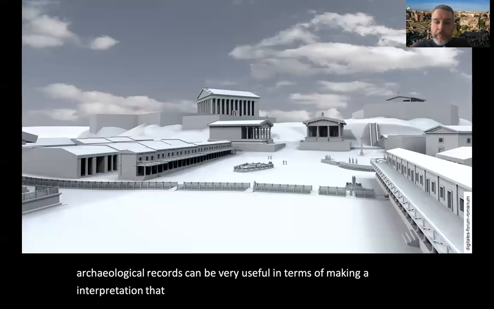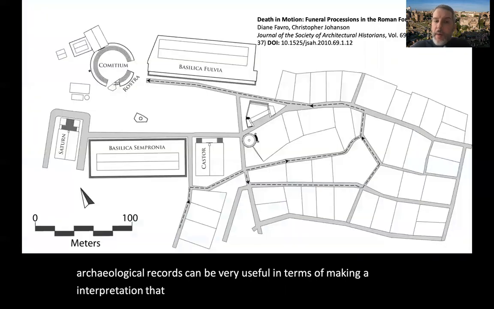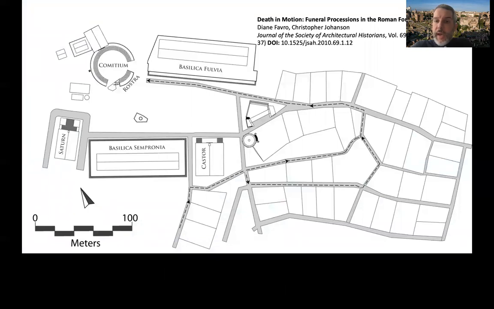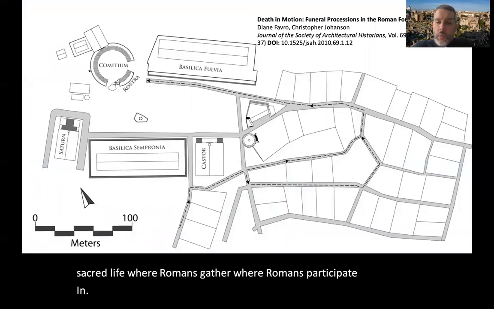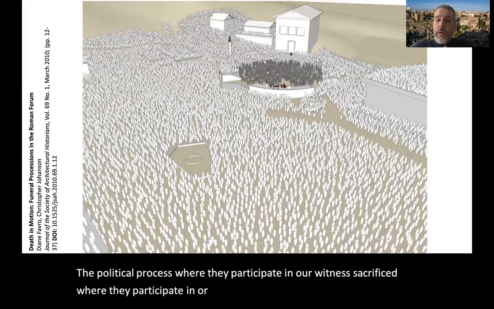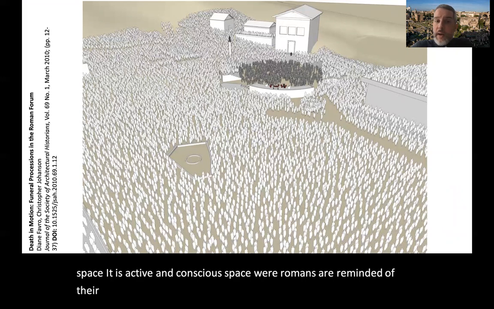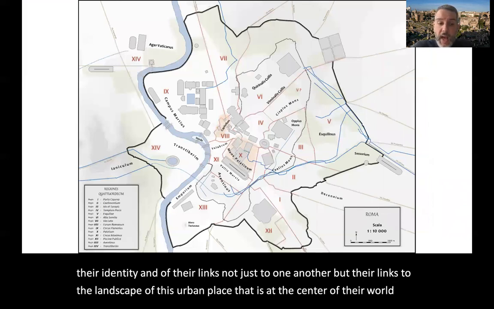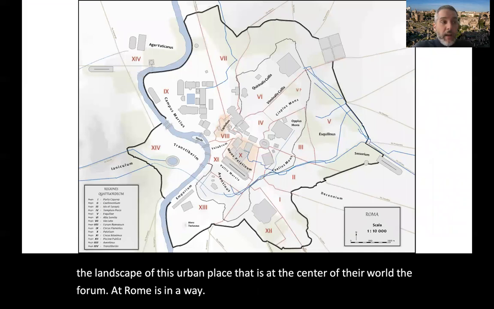as possible. The Forum serves as the backdrop for civic and sacred life, where Romans gather, where Romans participate in the political process, where they participate in or witness sacrifice, where they participate in or witness funeral speeches. It is a collective space. It is an active and conscious space where Romans are reminded of their identity and of their links, not just to one another, but their links to the landscape of this urban place that is at the center of their world.